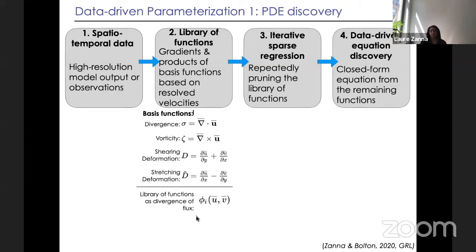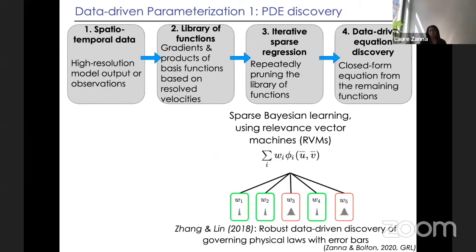So we're going to build a library of functions that is created from those four quantities that are key physical quantities to the ocean mesoscale processes. And we're going to let the algorithm basically prune through that library of functions. So we're going to use a method that is based on relevance vector machine. It's a sparse Bayesian learning algorithm. This paper here actually was the inspiration for it.